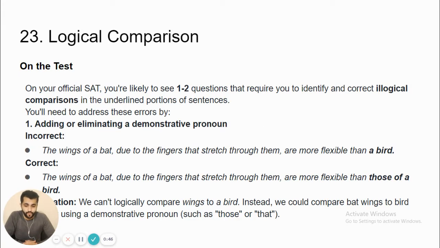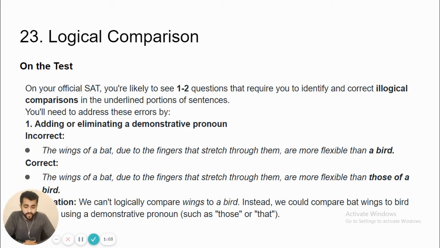On the test, on your official SAT, you are likely to see 1 to 2 questions that require you to identify and correct illogical comparisons in the underlined portion of the sentences. You will need to address these errors by, 1. Adding or eliminating a demonstrative pronoun.